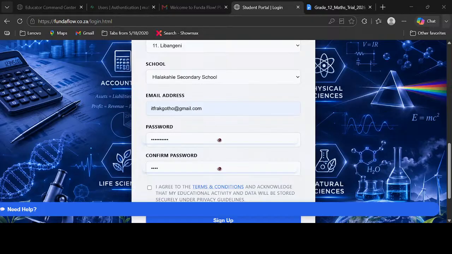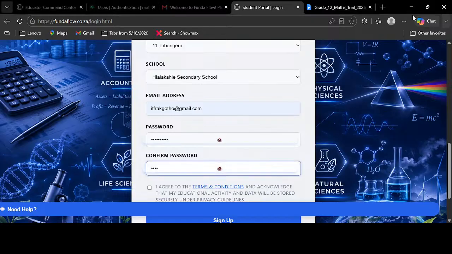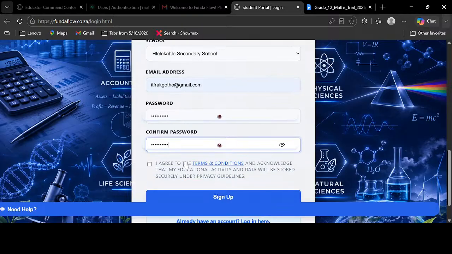Okay, don't forget to sign up and tick our terms and conditions. Otherwise, we won't sign you in. You need to know what we are going to do with your data, guys. We're not going to do anything malicious with your data. We are just going to be assisting you in all the different subjects that we have here.